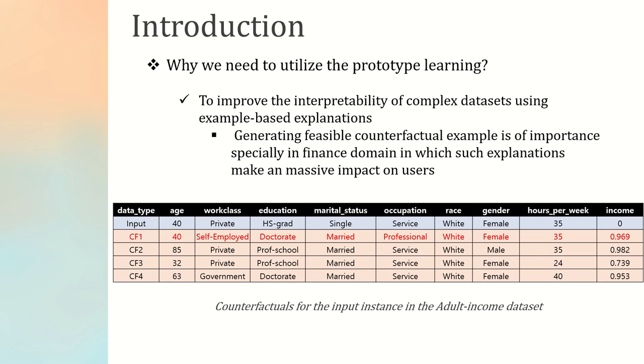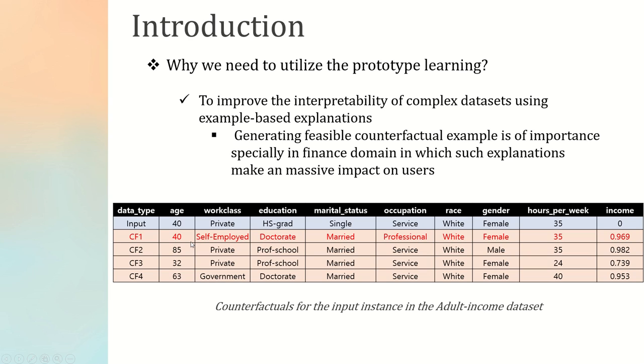Let's see why we need to utilize prototype learning. Look at the table below. For the input instance, there are 4 counterfactuals, and the first one has a problem. If you see the education column, the education value has changed to doctorate. However, there's no change for the age value.